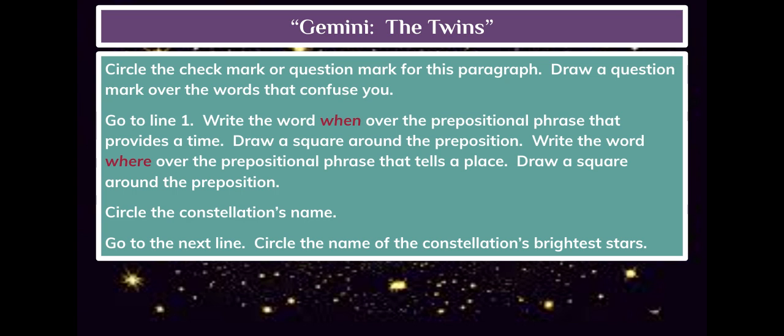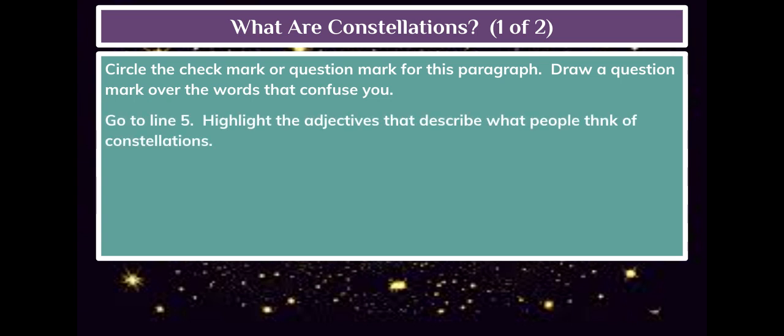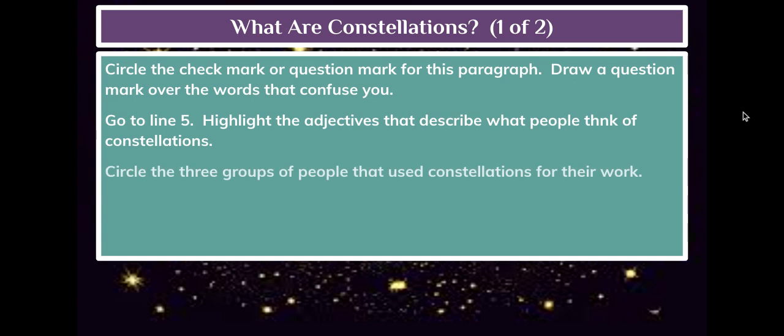Let's read, what are constellations? Circle the check mark or question mark for this paragraph. Draw a question mark over words that confuse you. Go to line 5. Highlight the adjectives that describe what people think of constellations. Circle the 3 groups of people that used constellations for their work.